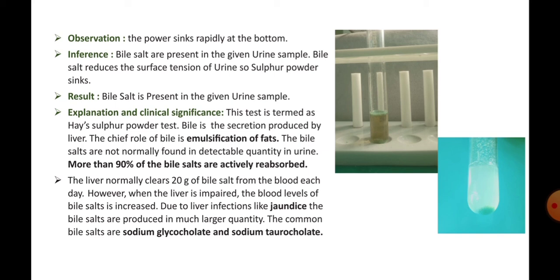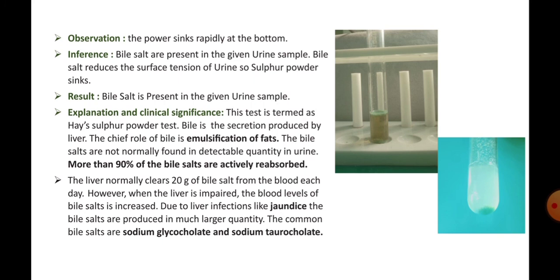Now bile salt is a secretion that is produced by the liver, and its chief role is emulsification of fats. Bile is not normally found in detectable quantity in urine because more than 90% of bile salt is actively reabsorbed. The liver normally clears about 20 grams of bile salt from the blood each day. However, when the liver is impaired or damaged, the blood level of bile salt is increased. And due to liver conditions like jaundice, the bile salts are produced in much larger quantity. The common bile salts that are found are sodium glycocholate and sodium taurocholate.